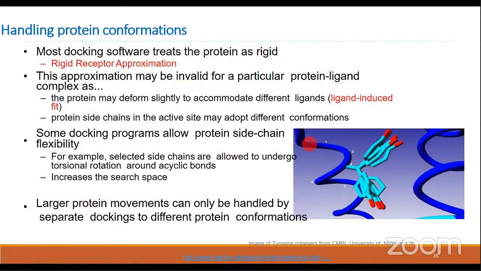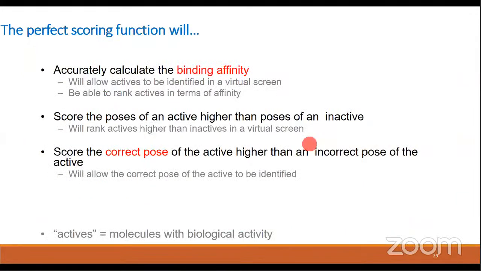Okay, so the next one is protein conformation. Most docking software treats the protein as rigid, unless you explicitly allow some flexibility. The whole protein you cannot make flexible because it needs a lot of computational power. That's the reason most software keeps the protein rigid, but in some programs you can allow a particular protein site to be flexible. In that way, you can go for protein conformations.